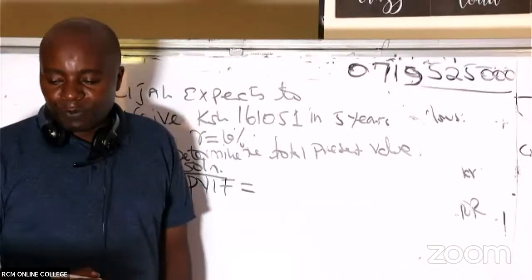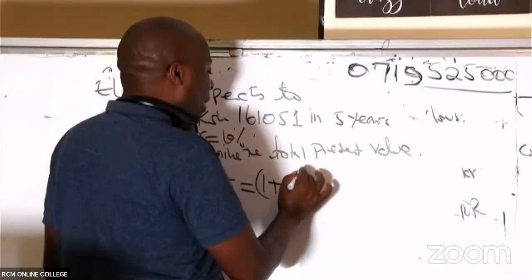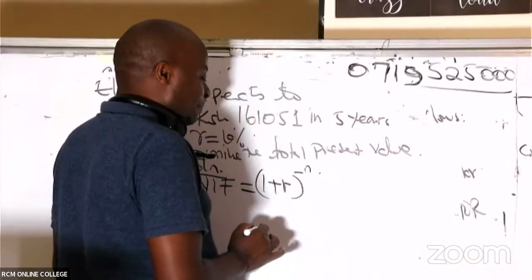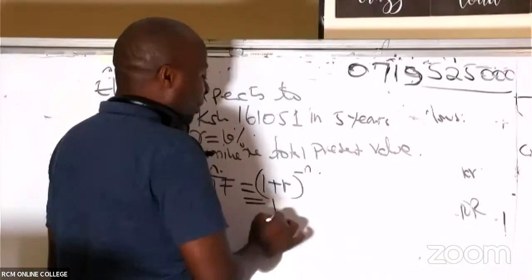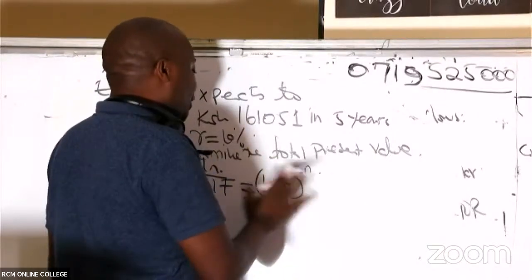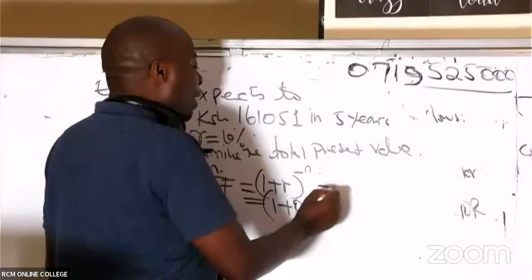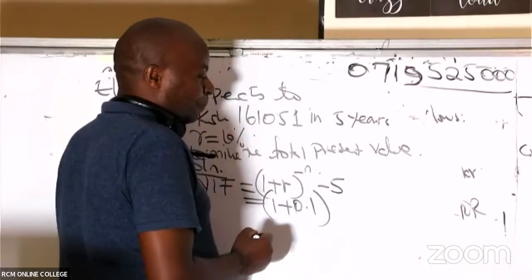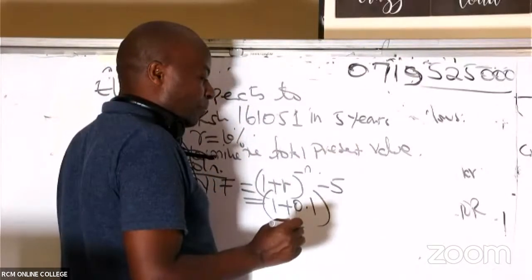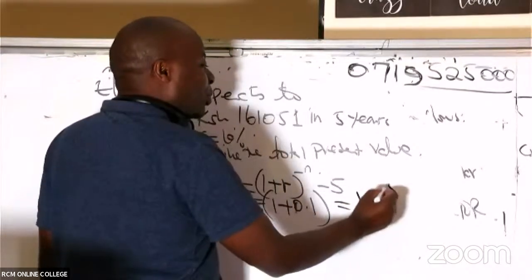And to get this PVIF, this is what we are doing. We are taking 1 plus R raised to negative n. My R is the rate of return, the rate of interest. It is also known as cost of capital. The cost of capital is 0.1, raised to negative 5 because n is the time period. So this will translate to 1.1 raised to negative 5.